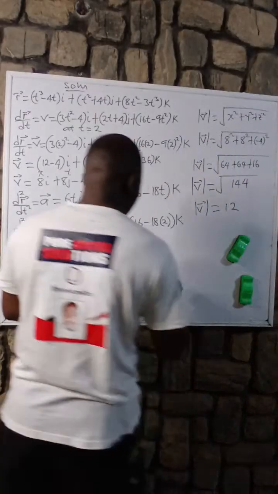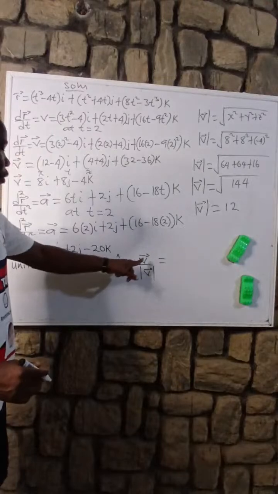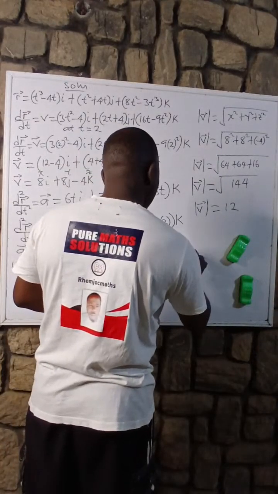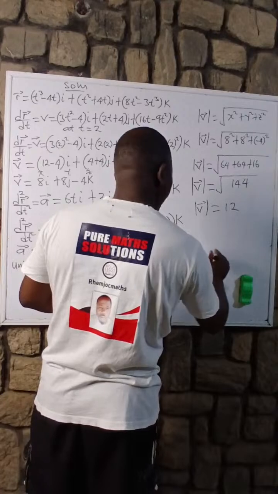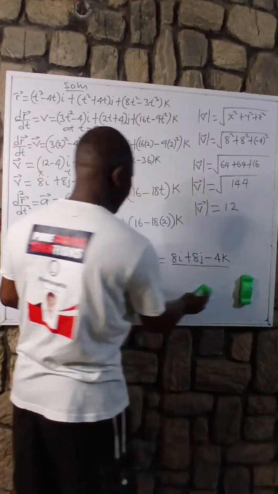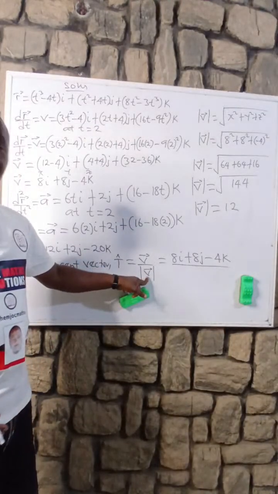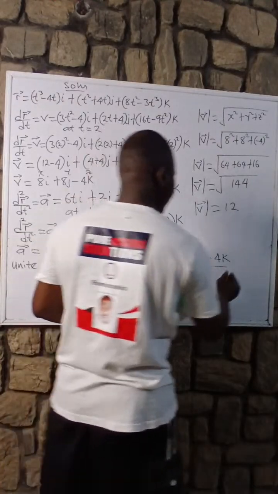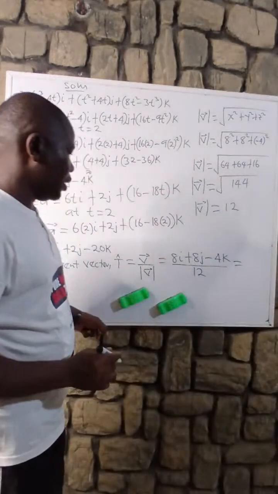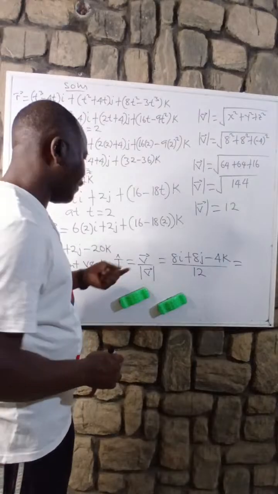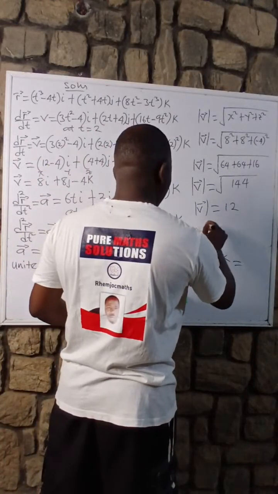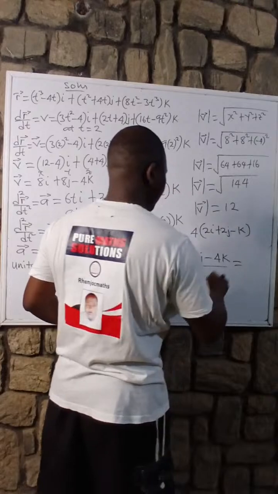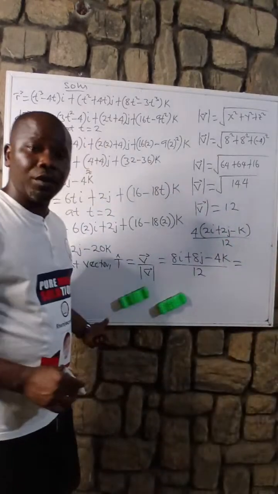Okay, so this will now be equal to, what is our vector v? 8i plus 8j minus 4k, right? Then all over what is our modulus or magnitude, all over 12. But if you can see what I am saying, this is simple as ABC. We can factor out 4, look at it. If we factor out 4, here will be 2i plus 2j minus k, all over what? 12. True or false?